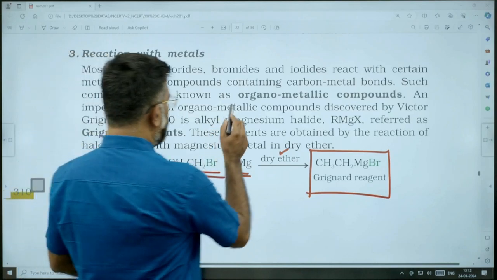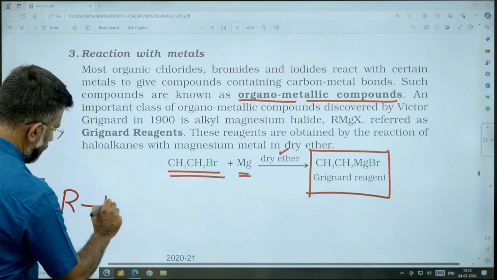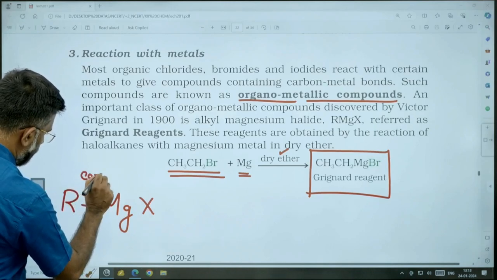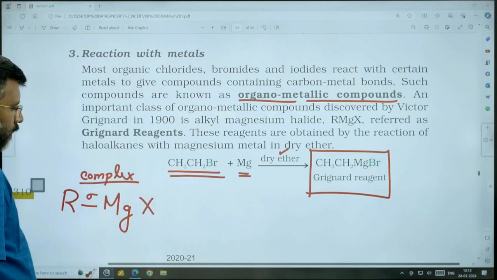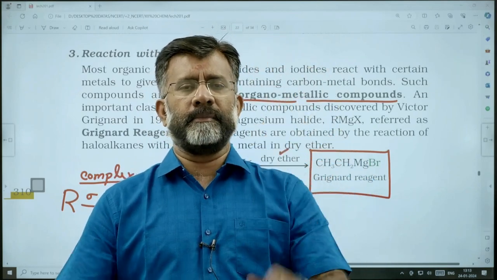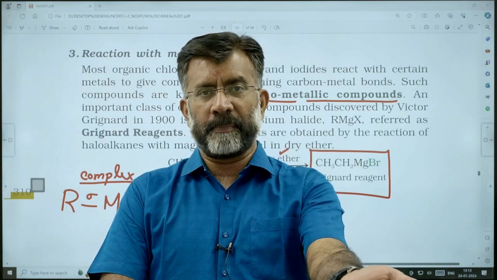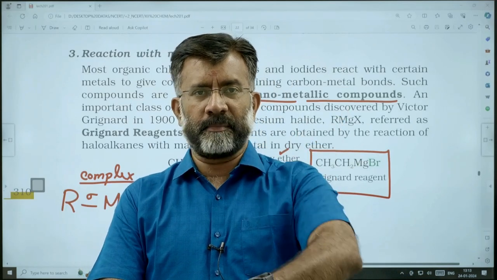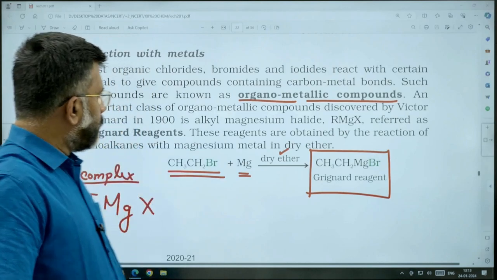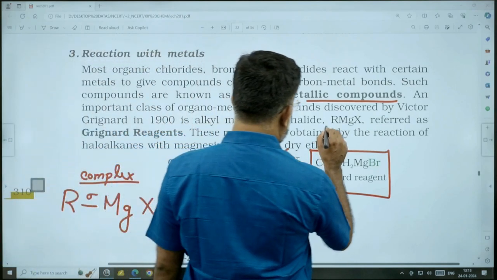It is an organometallic compound. An organic part, carbon, is sigma bonded to magnesium, and it is called a sigma complex. Whenever an organic part is linked to a metal atom, it is called organometallic. There are three varieties: sigma complex, pi complex, and sigma-pi complex. Grignard reagent is a sigma complex, an organometallic compound discovered by Victor Grignard, and known after his name. The general formula is RMgX.